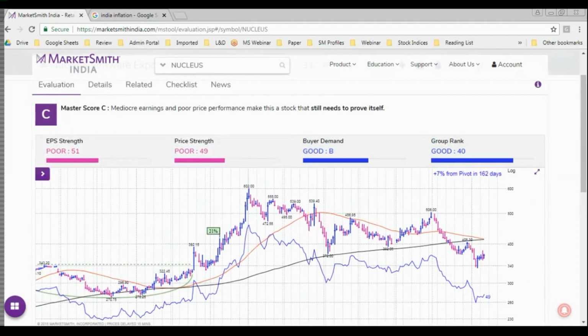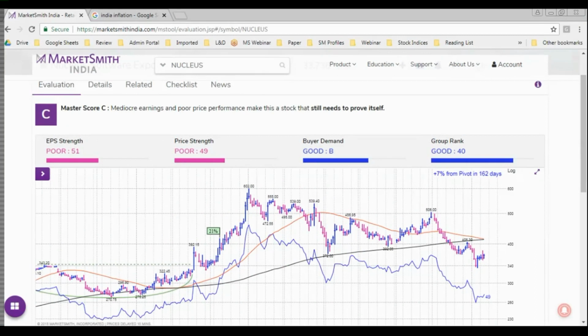Okay, so one query is from Achal. How can MarketSmith India help in generating alpha in stocks? So Achal, as you must have seen with today's webinar also, the focus of the CANSLIM strategy, the focus of MarketSmith India is always to find the leading stocks, those stocks which can lead the rally in the markets, and that's where you can use MarketSmith India to generate alpha.